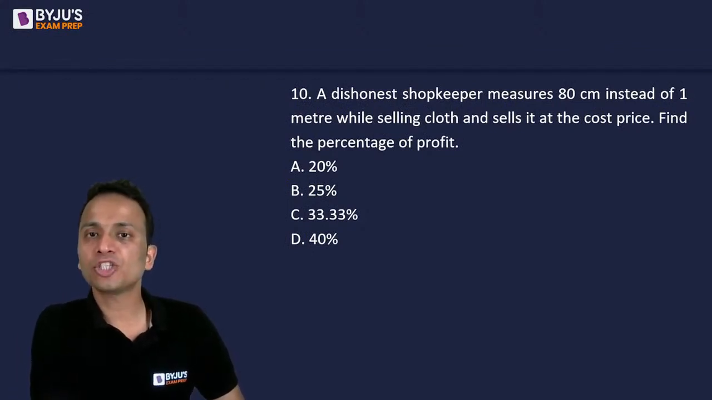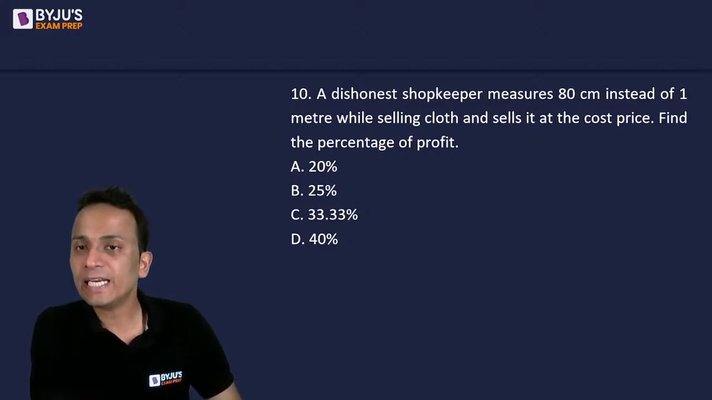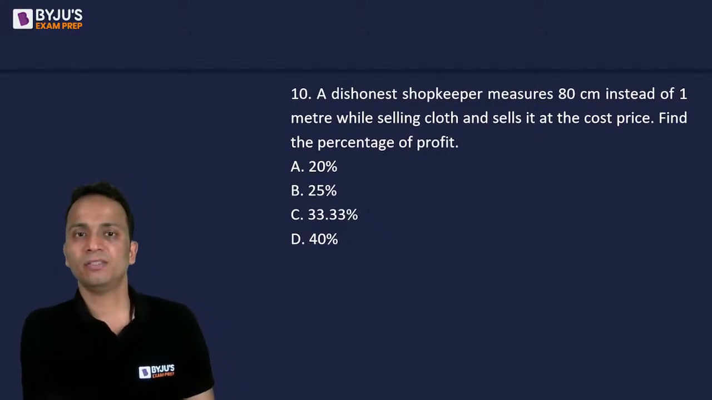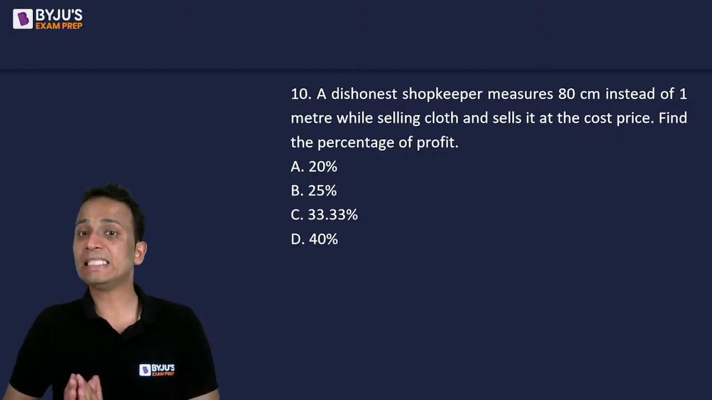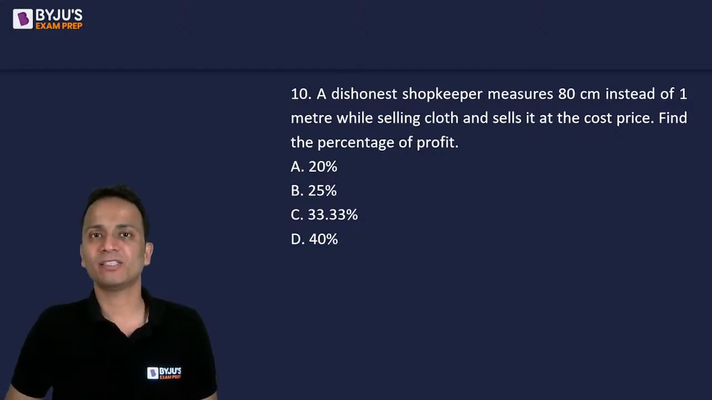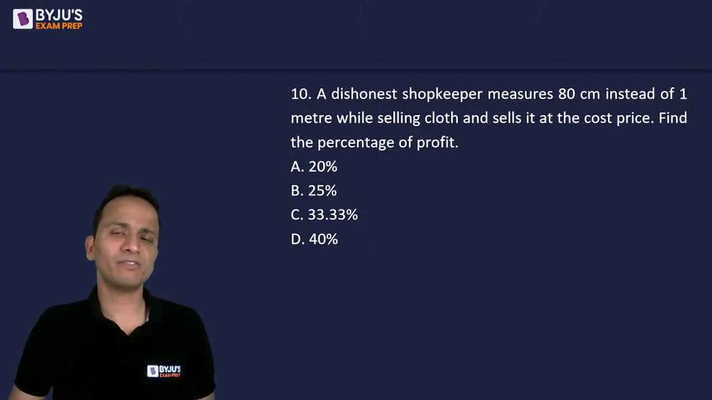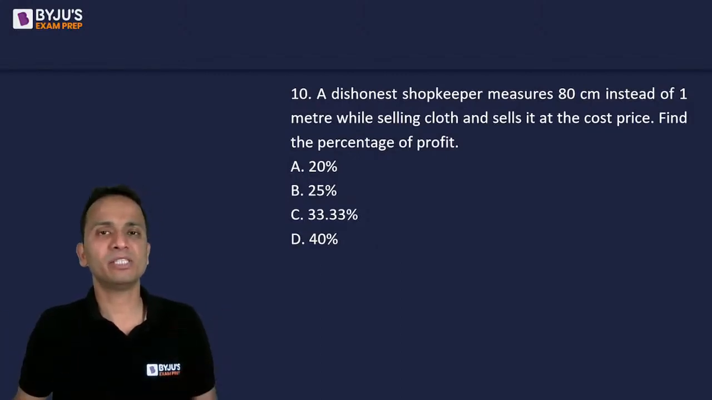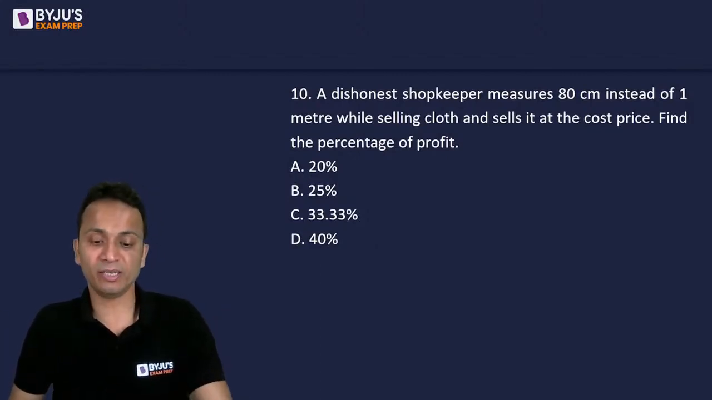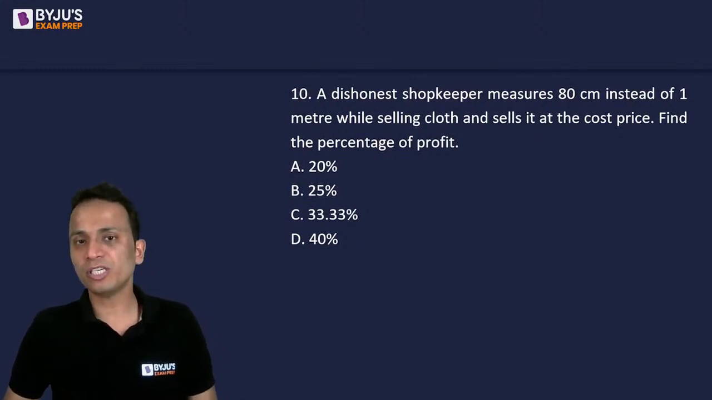A dishonest shopkeeper measures 80 centimeters instead of 1 meter while selling the cloth and sells it at the cost price. This is important, हाँ. वो cost price पे ही sell कर रहा है, but वो sell करते वक्त measuring में mistake नहीं, cheating कर रहा है, ये बोल सकते हैं. So find the percentage of the profit.